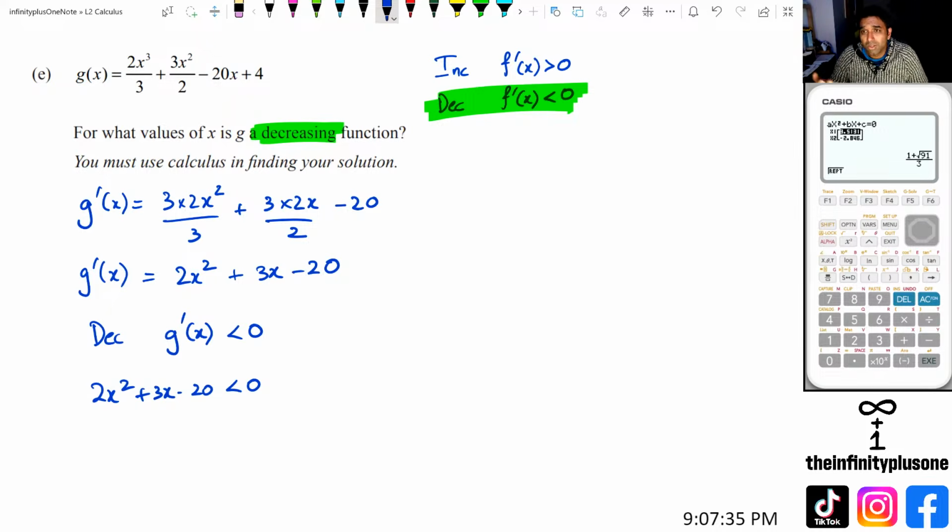All right, but then we've got to find the x values anyway. So we're going to go into the calculator and punch in these values. We've got 2, 3, and minus 20. And so there's our two values. What I do is a couple of cheeky little things. I do this: 2x squared plus 3x minus 20 is equal to 0. So factorizing this, I'm going to get x is equal to 2.5 and negative 4.